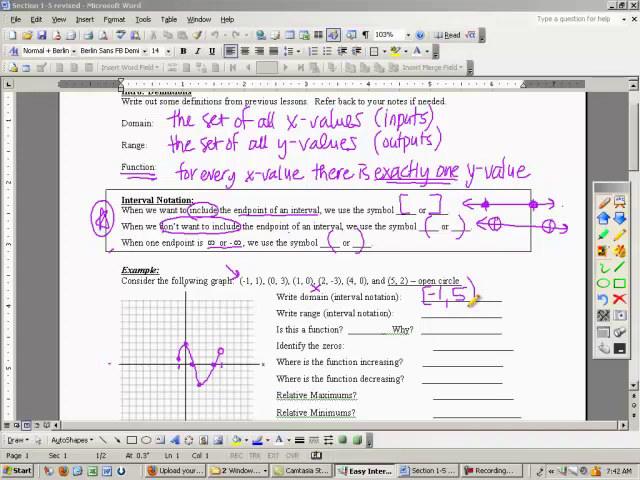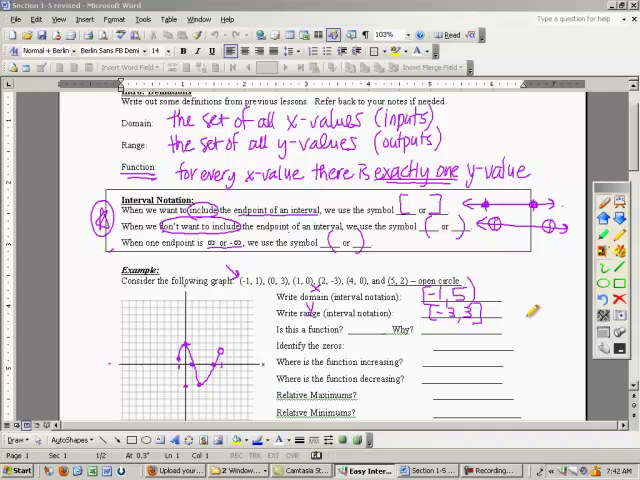Okay, for range, we're talking again the y value. And so the lowest y I have is at -3, and it's included. So at -3, I'm going to put a bracket. And the highest y value I have is at 3, and that's also a dot, and so that's included, so it's 3, and then I use a bracket again. Again, it's because they're actual dots. If it's an open circle, then you'd say not included.